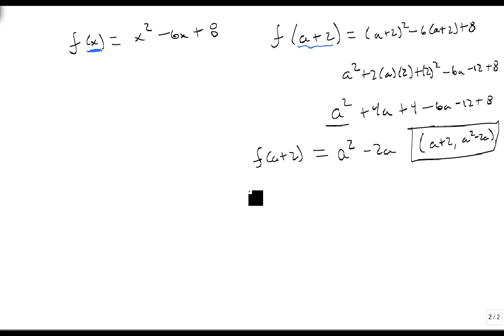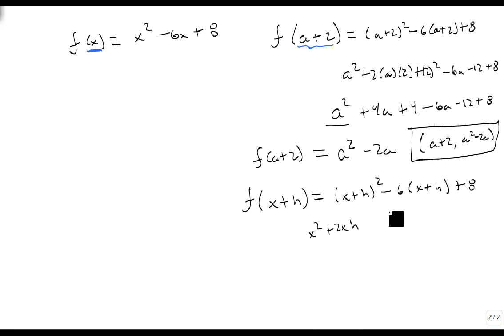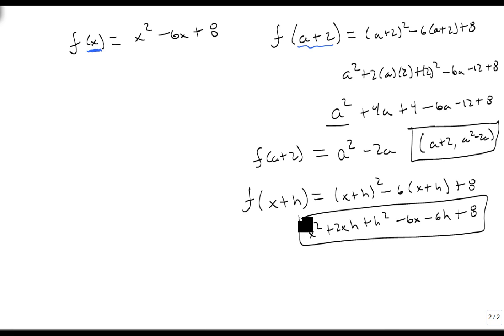And the last one, and this one will come up soon, is suppose that we want to do this with f of x plus h. Well, that works much the same way. We get x plus h squared minus 6 times x plus h plus 8. Well, again, the perfect square trinomial formula is x squared plus 2xh plus h squared minus 6x minus 6h plus 8. Since I used an h instead of a number, nothing comes of it, and this is what we get.